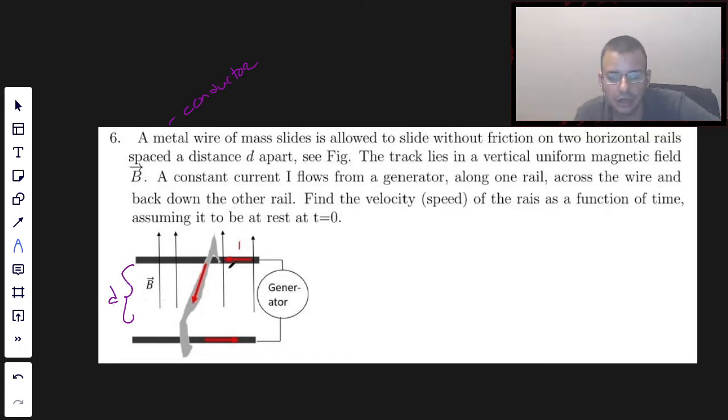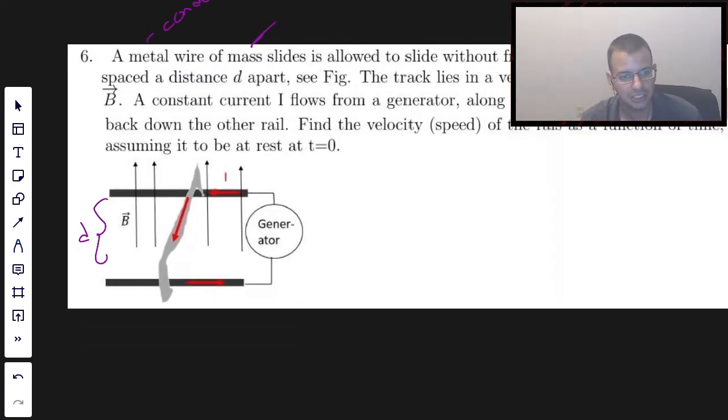The track lies in a vertical uniform magnetic field B, which is going to be perpendicular to the track. Constant current I flows from a generator along one rail, across the wire, and back down the other rail. They say with mass just so that we assume it has mass, therefore when it's accelerated it doesn't have infinite acceleration. Find the velocity, speed, of the wire as a function of time, assuming it to be at rest at t equals 0.